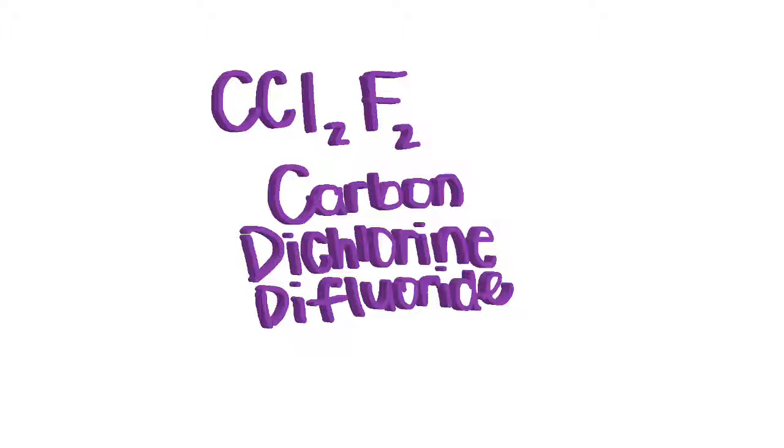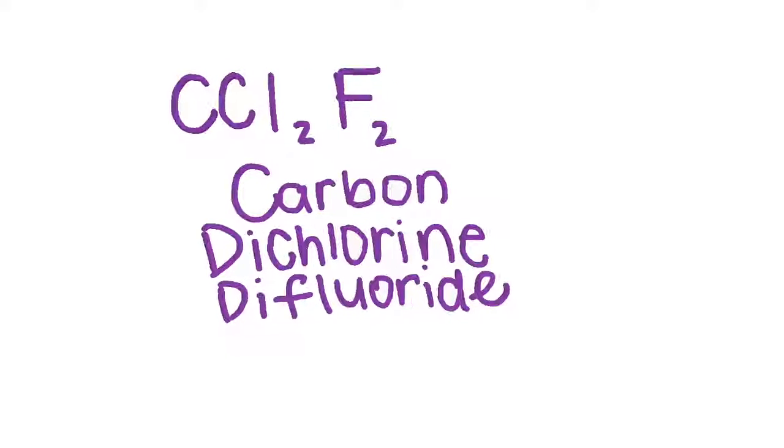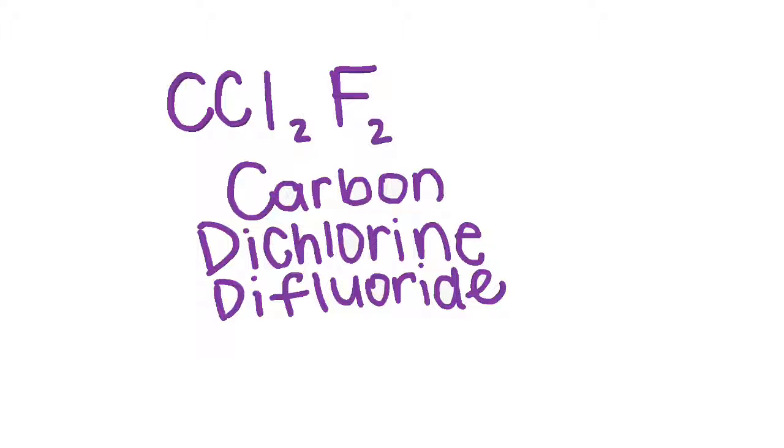To name this covalent bond, place carbon first and then put di in front of chlorine and fluorine, and put ide at the end of fluorine to make it fluoride.